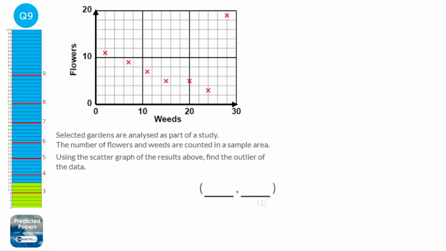On a scatter graph, an outlier is a point which doesn't fit the pattern. And as we can see here, all of these coordinates fit kind of a nice line going down there. So they all are showing a trend. But we've got this point here that's nowhere near that trend at all, and that's what we call an outlier. So we know that these are going up in 2s, so this will be 28. So the x coordinate will be 28, and this will be 19. So our coordinate will be 28, 19 for our outlier.